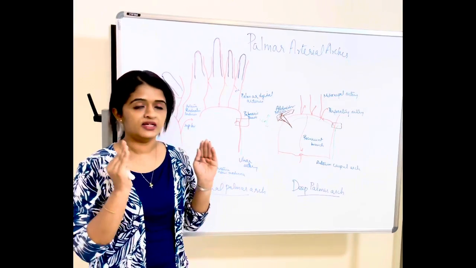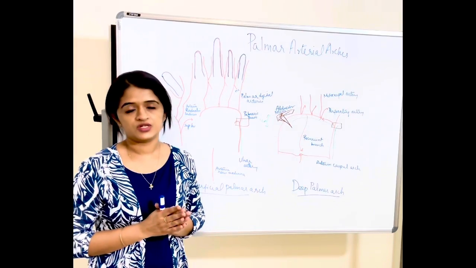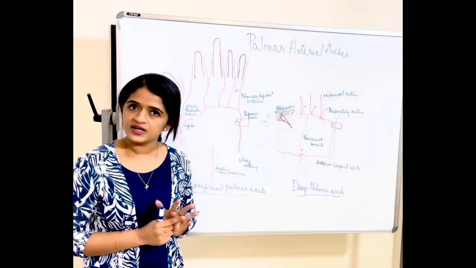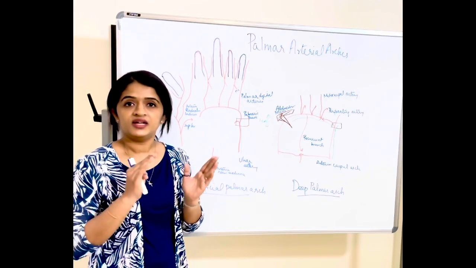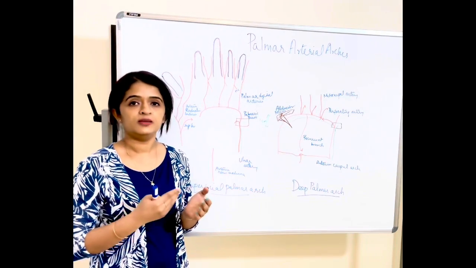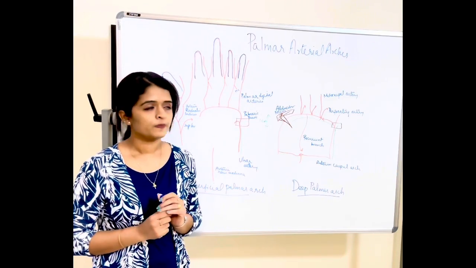So that idea you should keep in your mind when we discuss the superficial and deep palmar arch. Once again, the superficial palmar arterial arch is lying just beneath the palmar aponeurosis, and the deep palmar arterial arch is lying beneath the flexor tendons, on the metacarpals and interossei.